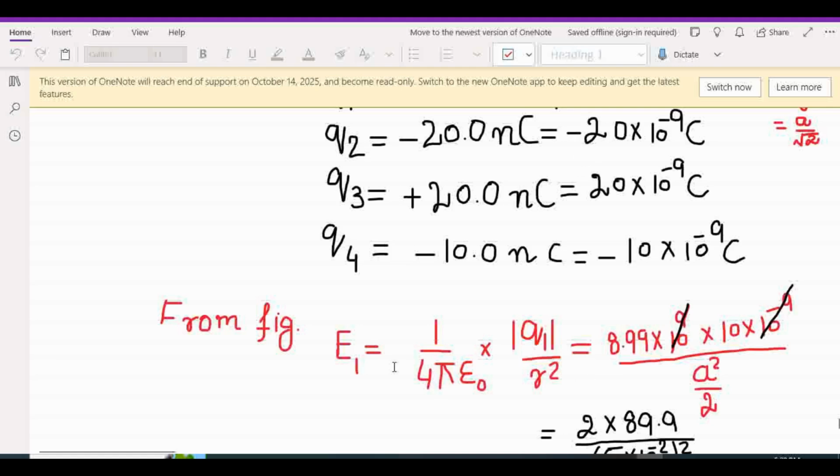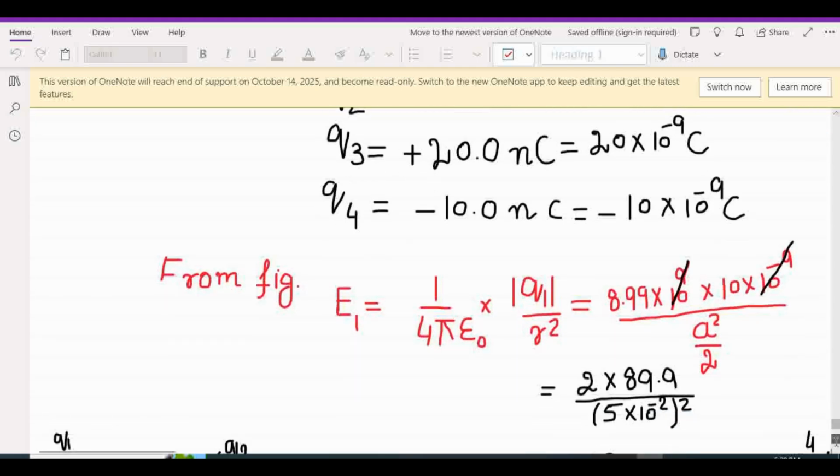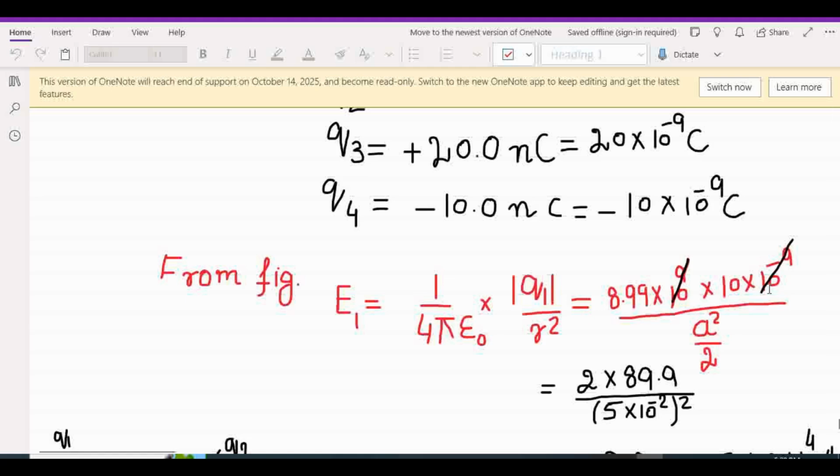So putting the values, 1 over 4 pi epsilon naught is 8.99 times 10 to the power 9, and q1 is given as 10 times 10 to the power minus 9 coulomb, and r is a over root 2, so r squared will equal a squared over 2. Now simplify it. Look, this is 10 to the power 9, this is 10 to the power minus 9, so they cancel each other. So we are left with 8.99 times 10, which is 89.9, and this 2 in the denominator will be multiplied to the numerator of the fraction.